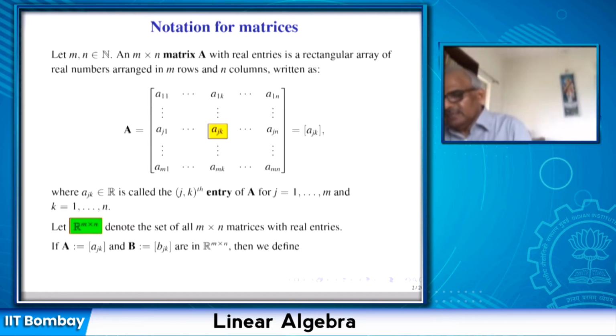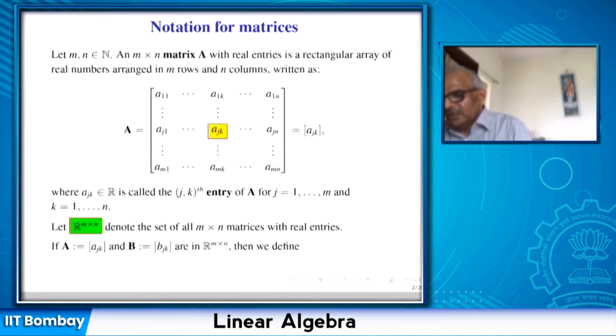So if A is a matrix with the general entry AJK and B is a matrix with general entry BJK, and they are both of the same size, this is important. When we are adding matrices, they have to be of exactly same size. So just as when we add vectors, they should have same number of components, when we are adding matrices, they should have same size, m cross n.